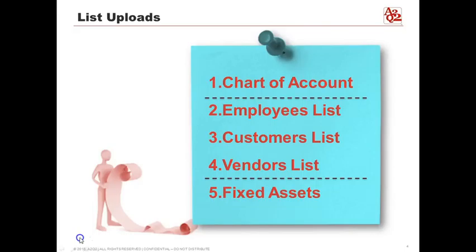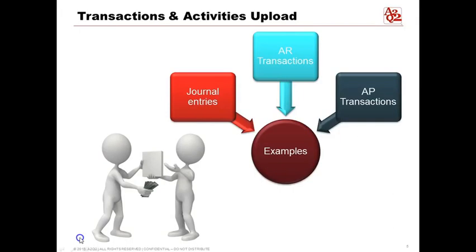Here are what we call the lists that you have to upload. There's the chart of accounts, the list of employees, a list of customers and vendors, and then one on fixed assets. In future sessions, we'll dive into how we upload each of these separately, but assume that you've done this already. And then we also upload transactions and activities. These are the details, and that's typically trial balances, ending balances, the journal entries, AR transactions, and also AP transactions.